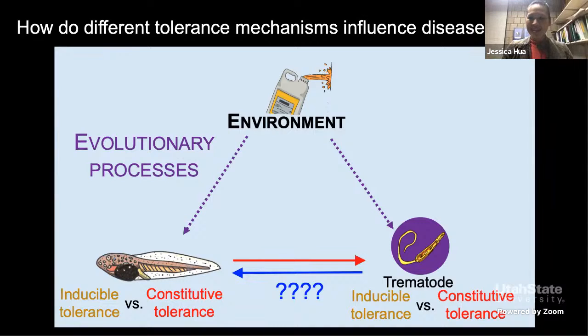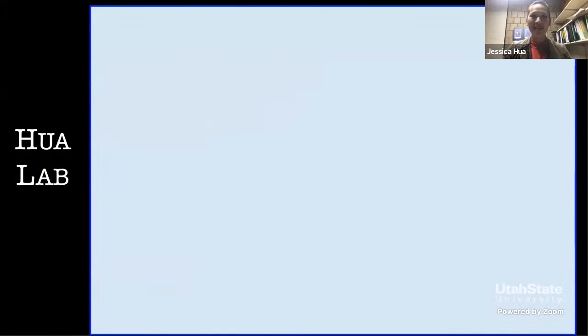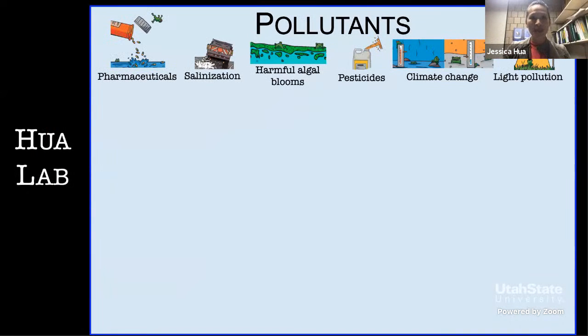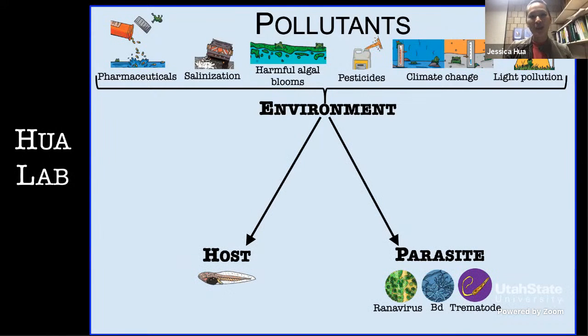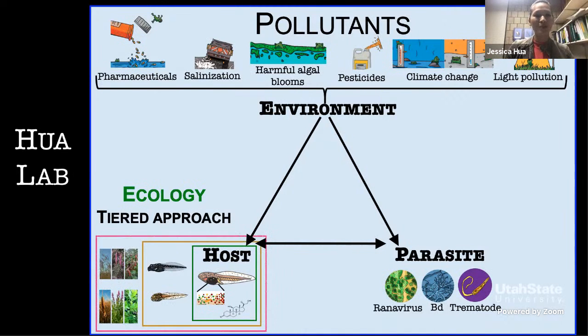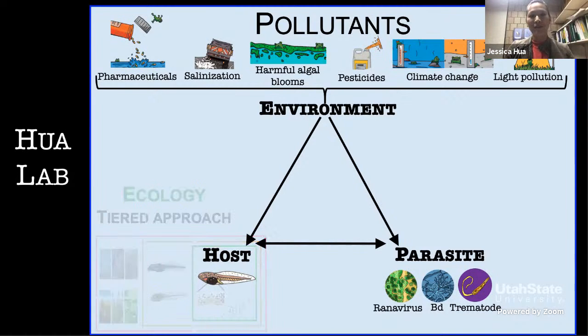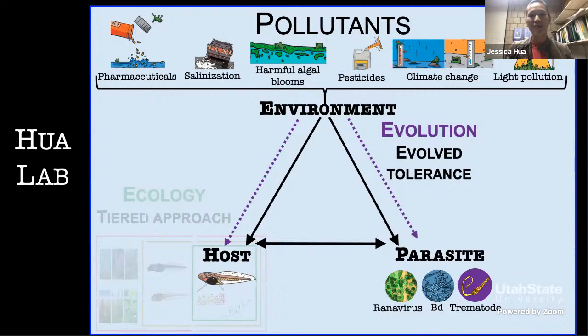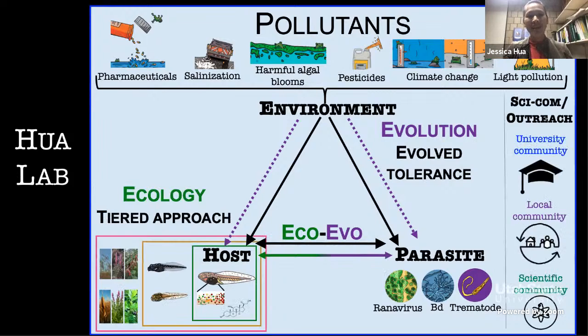So with that, I will put everything together in what we do in our lab. In my lab, we're interested in the effects of pollutants on the environment. We're interested in how it affects host-parasite interactions. From an ecological perspective, we're interested in how pollutants influence various organizational levels, from host to multi-host to ecosystem levels. And from the evolutionary perspective, we're interested in how hosts and parasites evolve tolerance and how this might influence their interaction. And lastly, as I noted yesterday, a major component of our research is science communication and outreach.